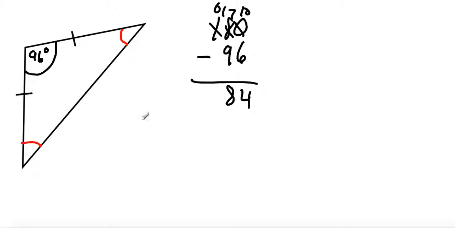So we know that each one of these angles, or not each one of these angles, but together these angles will add up to 84 degrees. Now to figure out the angle measure for each one of these angles, I need to divide this by 2, and we'll see that each one of those angles is 42 degrees.